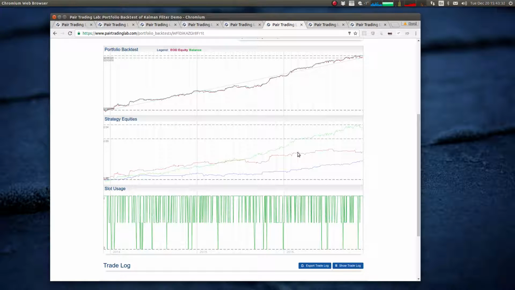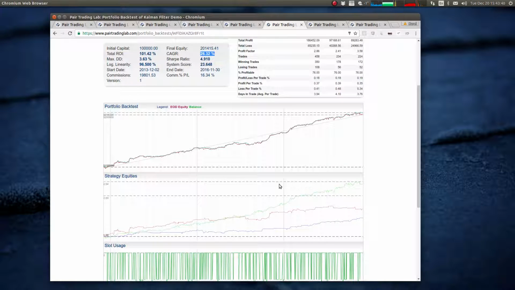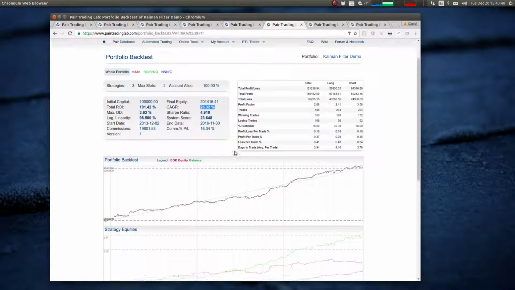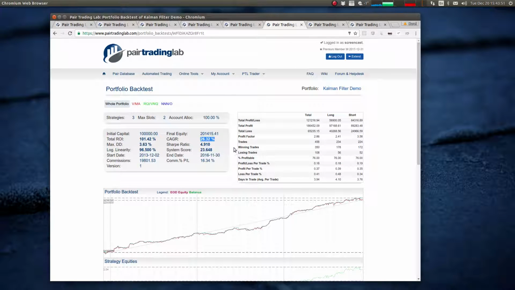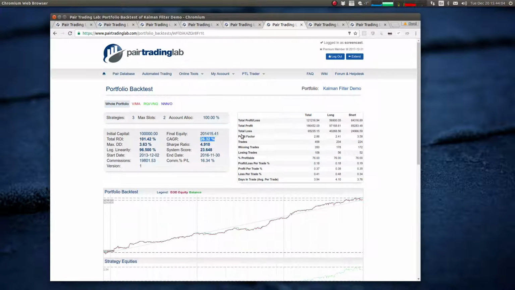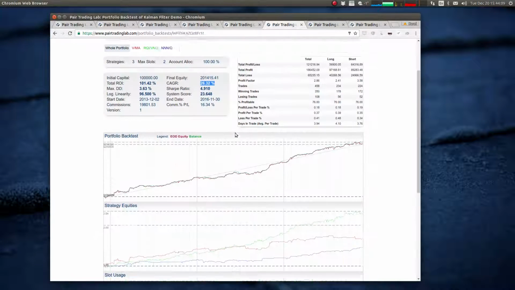Please don't use this for real trading. You need at least 10 slots to diversify properly. This is just a demonstration that these 3 Kalman filter based strategies share 2 slots. So this is just an example. Both these models, Kalman Grid and Kalman Auto, are fully supported since PTL Trader version 1.4. So at this time you can fully take advantage of these models in your trading using PTL.